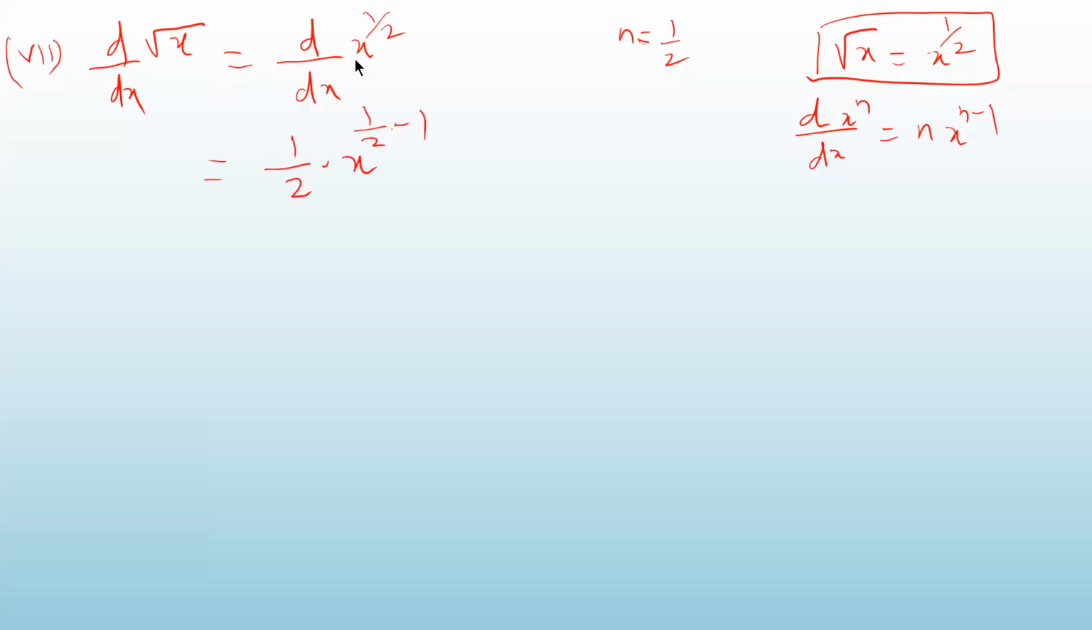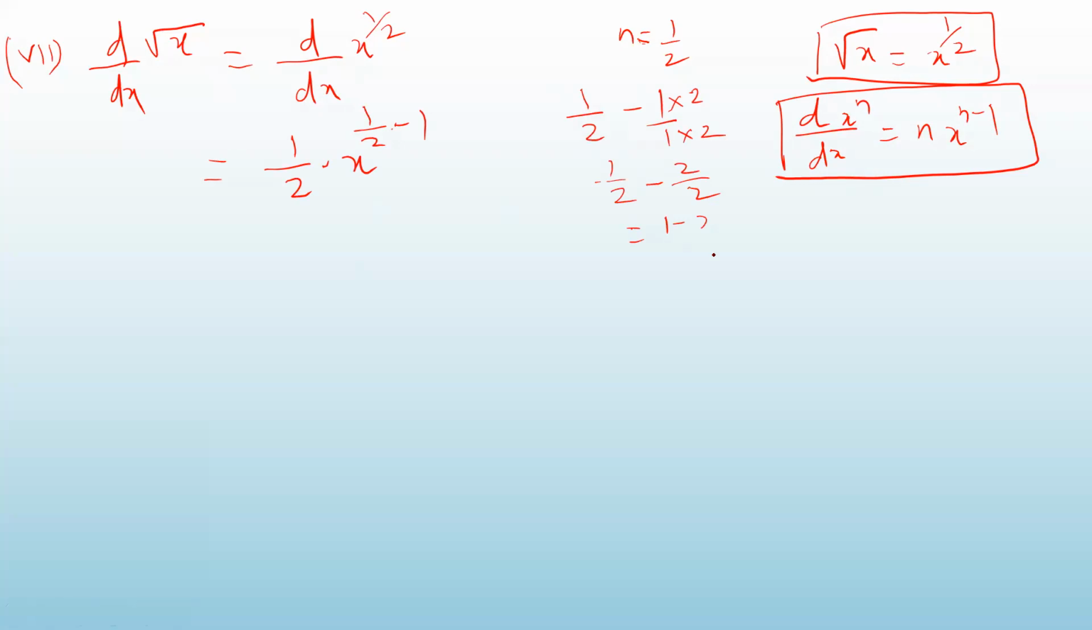Okay, now find out what is half minus 1. So I will do it here, half minus 1. How will you do? See here, the denominator you have to make as 2. 1 means 1 by 1, so multiply by 2 so that you will get the denominator as 2. So 1 by 2 minus 2 by 2. Now the denominator is same, so it will be 1 minus 2 upon 2, which is minus 1 by 2. Look here, 1 minus 2 is minus 1.